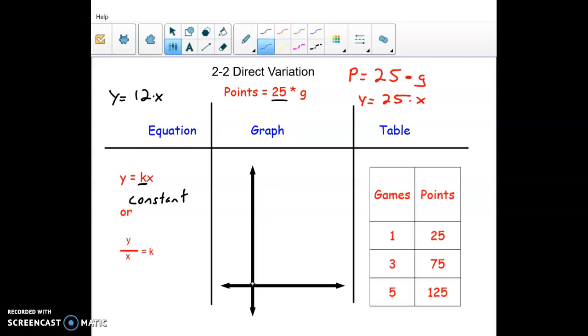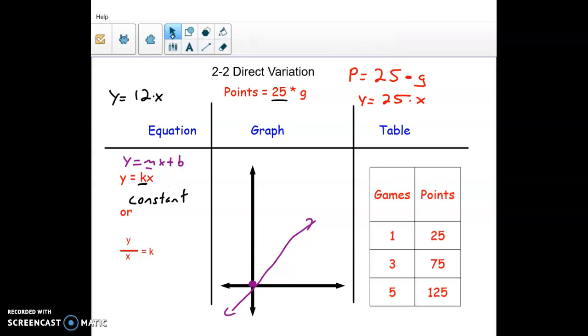As a graph, they're a straight line, a linear graph, and they go through 0, 0. It's a lot like y equals mx plus b form, but the b is just 0. So it goes through 0 and then just has a slope. Another way to think of that k constant would be to think of the slope. As games go up 1 here, your points go up by 25. You can kind of see that in the table. So that's what they look like as a graph.